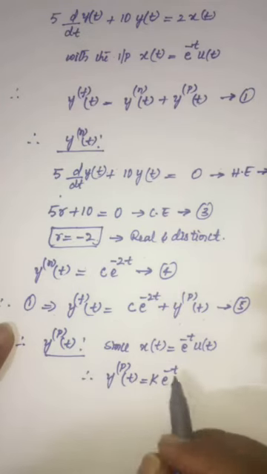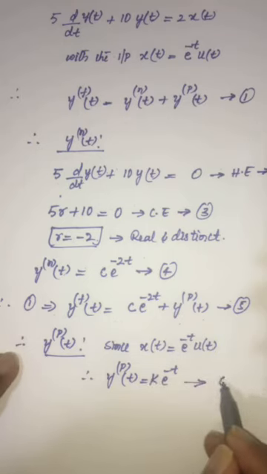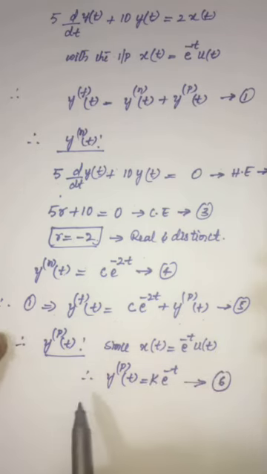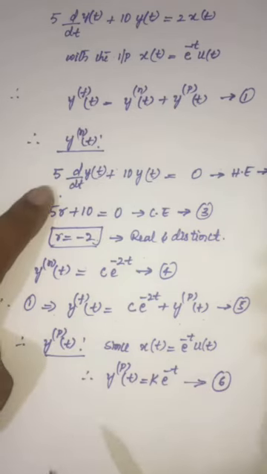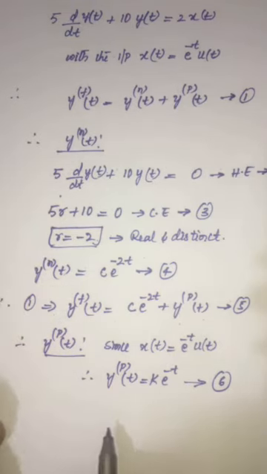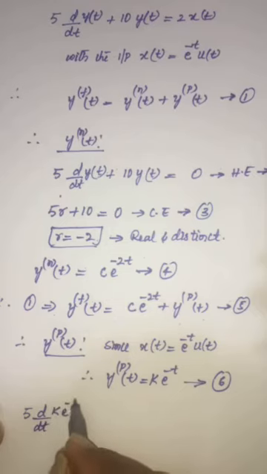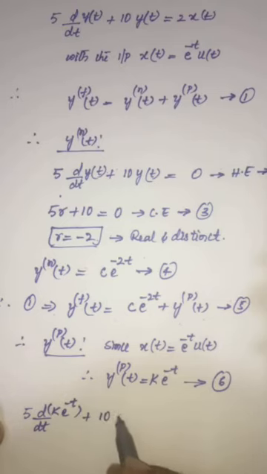Now, we need to find the value of k. How to find the value of k? We need to denote this by equation 6. Therefore, in this input equation, not the homogeneous equation, substitute. Then you need to substitute yp of t in the main equation. Okay, therefore 5 d by dt of y of t, what should I write in its place? k into e to the power of minus t plus 10 into y of t, what should I write in its place again? k into e to the power of minus t is equal to 2 into x of t.